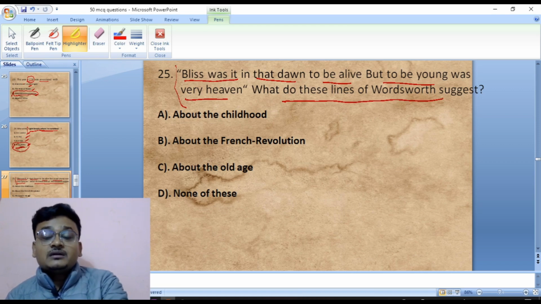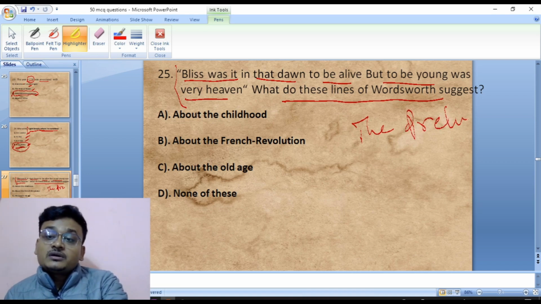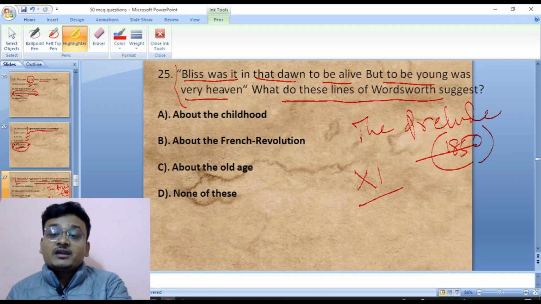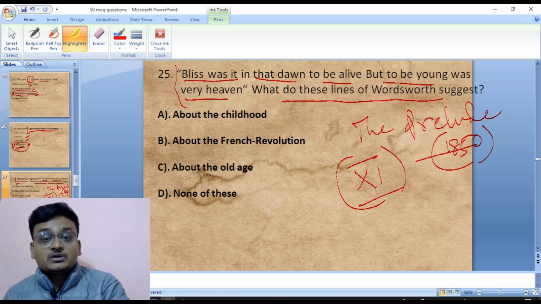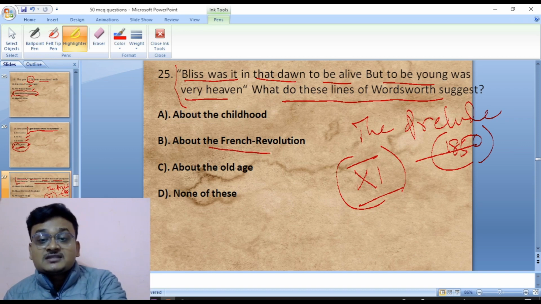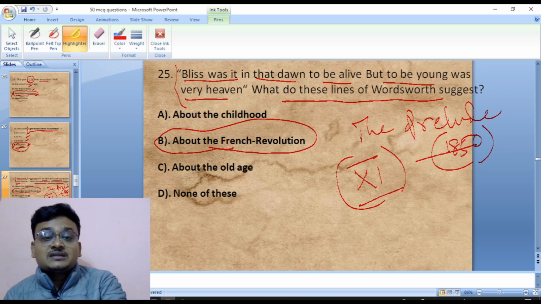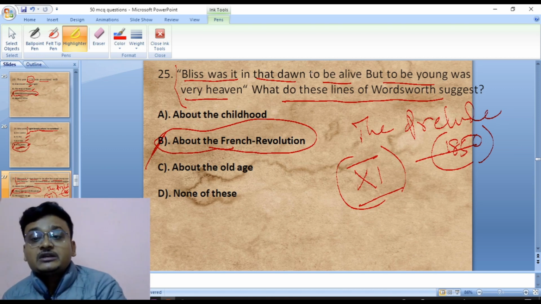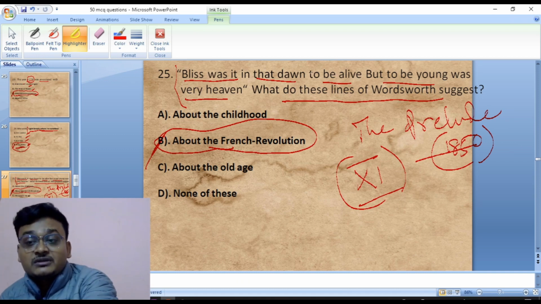Actually, these lines appear in The Prelude of Wordsworth, which was published posthumously in the year 1850. It is Book 11 where this line appears, and it talks about the French Revolution. That is option B. So this line was suggesting the French Revolution. It was in Book 11 of The Prelude, written by Wordsworth and published posthumously in 1850. That is an autobiographical poem.